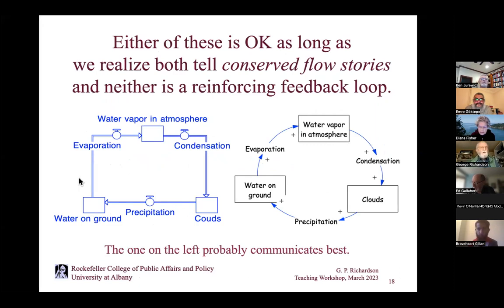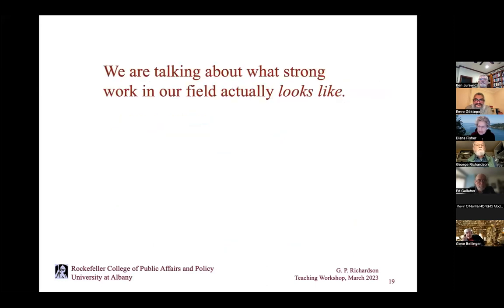So I think either of these is okay, as long as we both realize they're telling conserved flow stories. Water is being conserved around this sequence. And neither one of them is a reinforcing loop. We're not getting more water by watching it move around. Of course, California is getting more water on the ground, but that's a different story. And the one on the left probably communicates the best, but it depends on your audience.